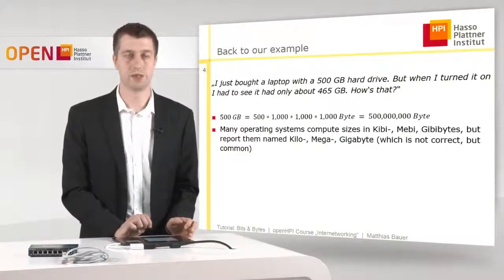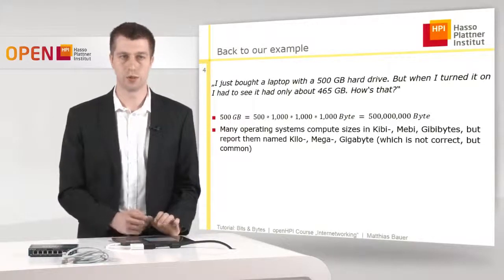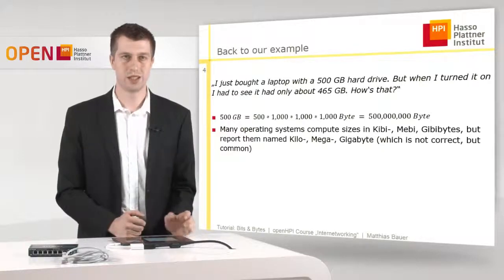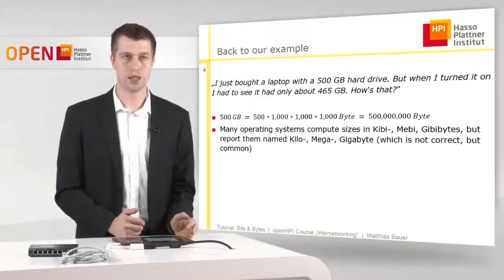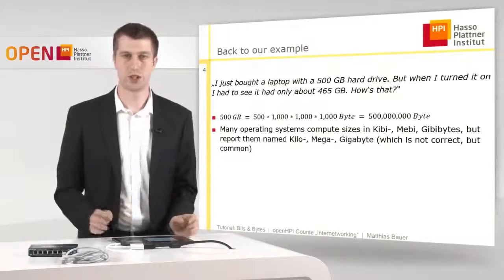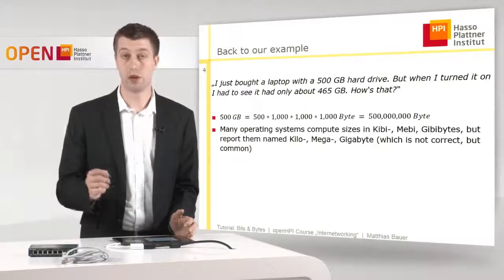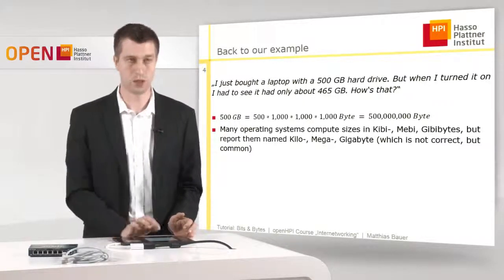The problem is that many operating systems compute the size, like for example Windows does in Windows Explorer, in kibi, mebi and gibibytes, but they report them as kilo, mega and gigabyte. So when you check the Windows Explorer, you can see there is something like GB and not GiB, which would be gibibyte.